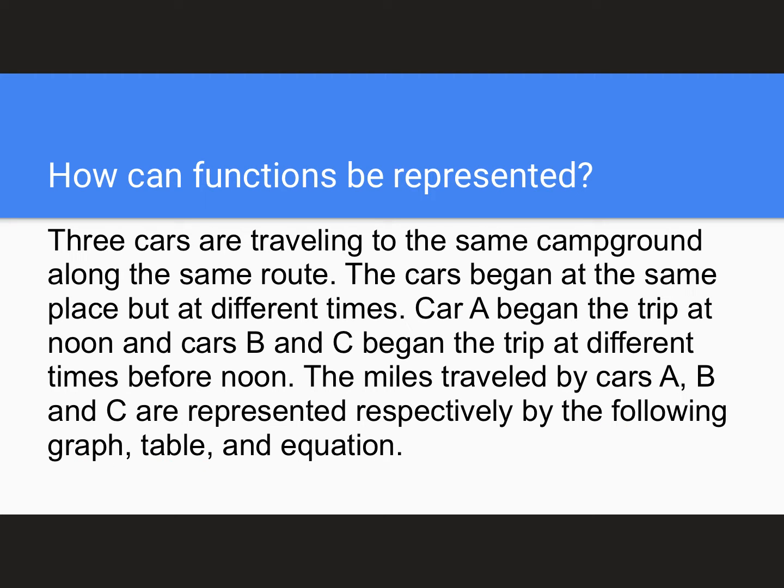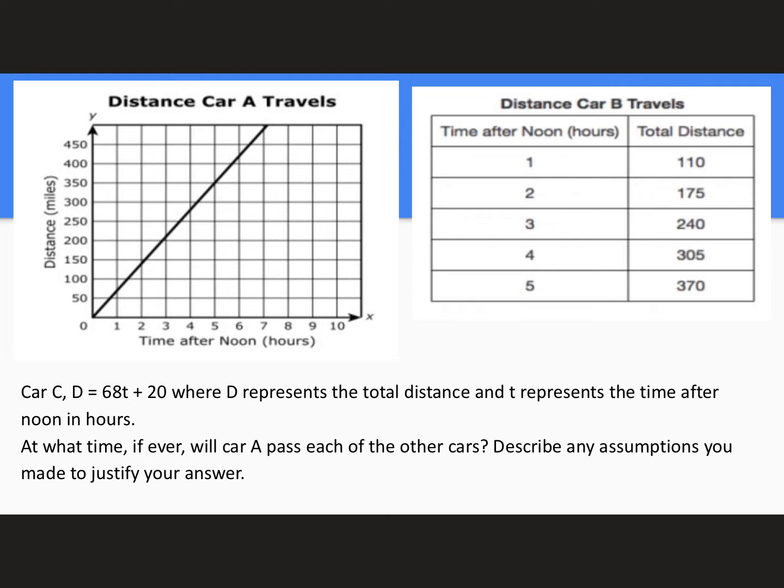That means that car A is represented by a graph, car B by a table, and car C by an equation. So, let's take a look at this. You can see here we have the distance that car A traveled, the distance that car B travels, and then car C is D equals 68t plus 20, where D represents the total distance, and T represents the time after noon in hours. So, that's the information we have, and now we're being asked a question.